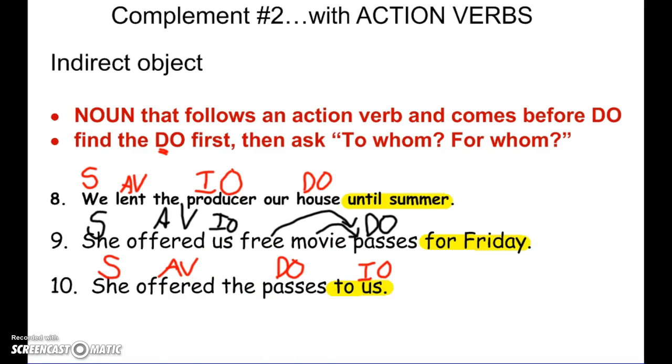The problem is that we can't have it be a prepositional phrase and an indirect object. It's already got a job. That job is to be a prepositional phrase. So it can't be an indirect object. The other reason it can't be an indirect object is because there is no sentence pattern S plus AV plus DO plus IO. The IO has to come first. And it doesn't here. We can't say she offered the passes to the. This is just a modifier. So there is no indirect object in this case.